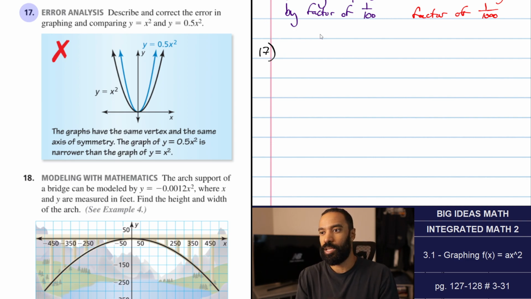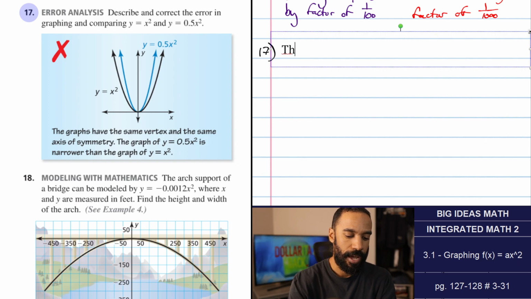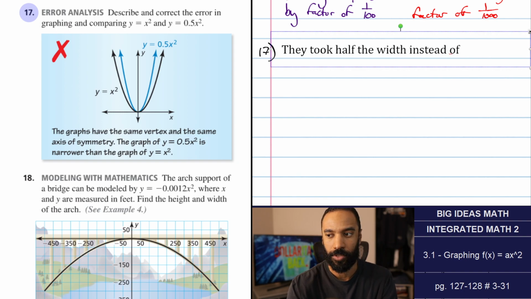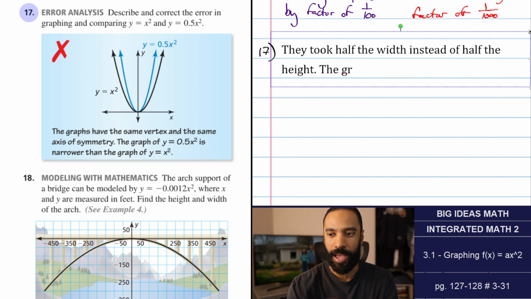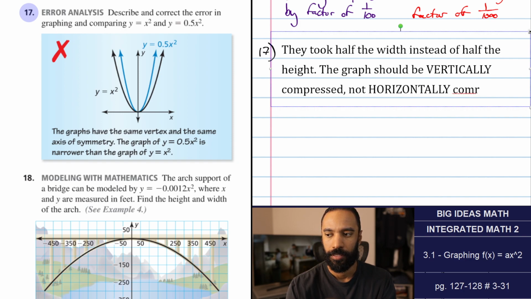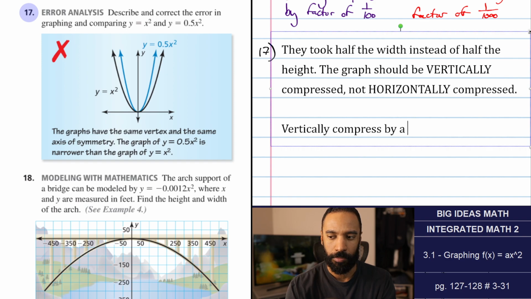But I would just assume that what they did when they said narrower is they took the 0.5 and said let's make it half the width. So they took half the width instead of half the height. That's my guess on this. That's what it looks like. The graph should be vertically compressed, and not horizontally compressed. So when you fix it, I would say vertically compress by a factor of 0.5. I'm not going to go much more than that.